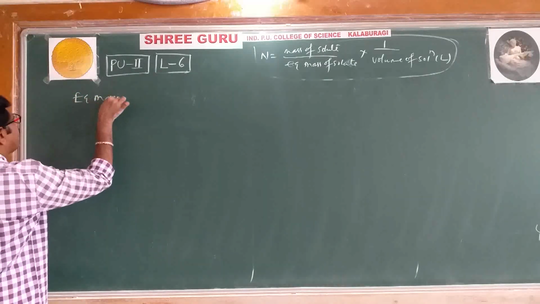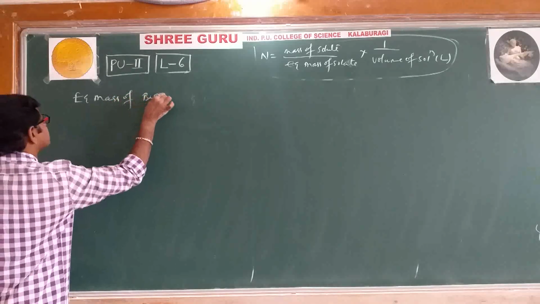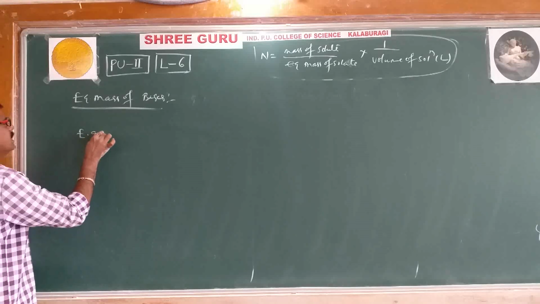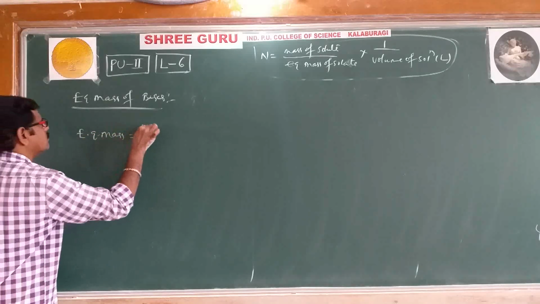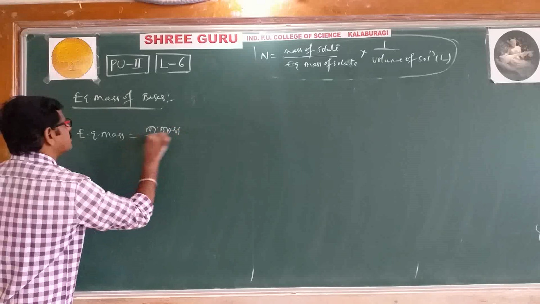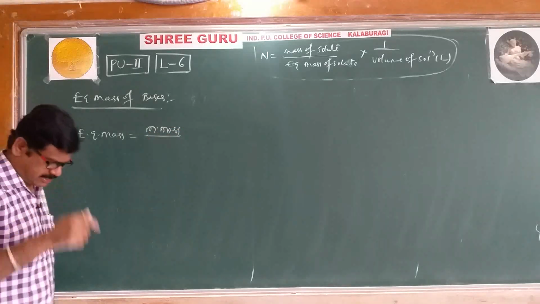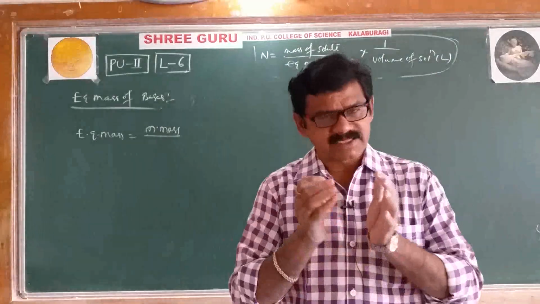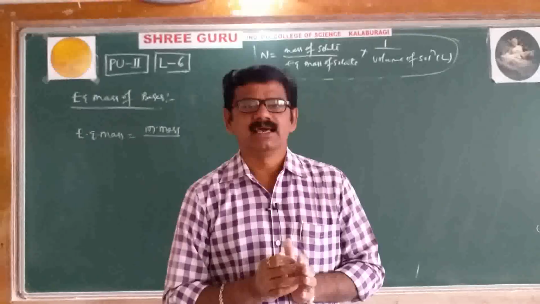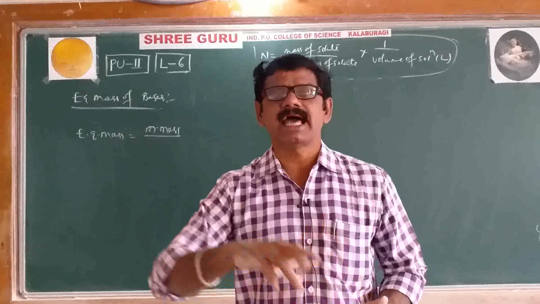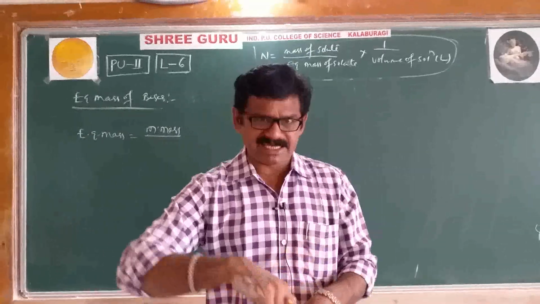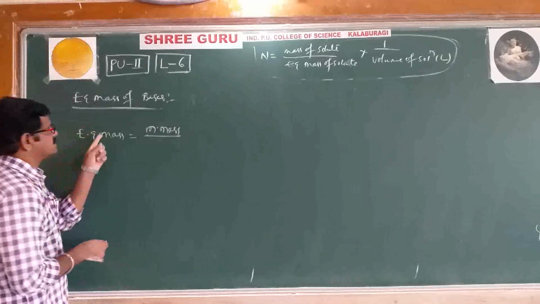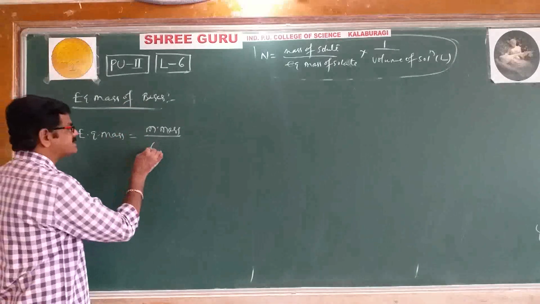Equivalent mass of bases. We'll write specifically: equivalent mass is equal to molar mass, nothing but molecular mass, divided by, remember, the opposite word. As far as acids are concerned, we have basicity. As far as bases are concerned, we have acidity. Both are opposite, you have to remember. For bases, here we'll write acidity.